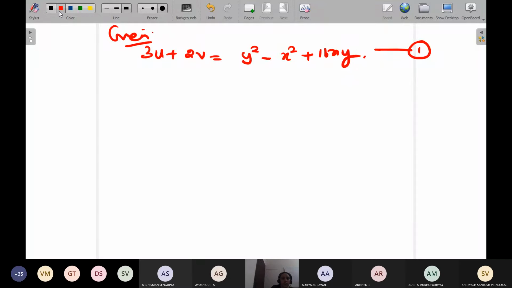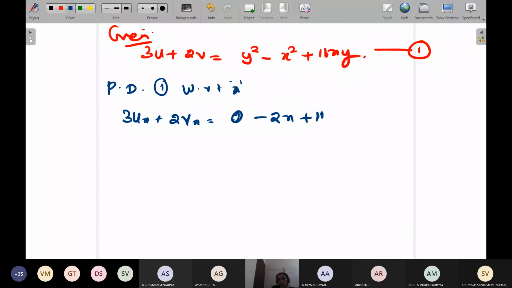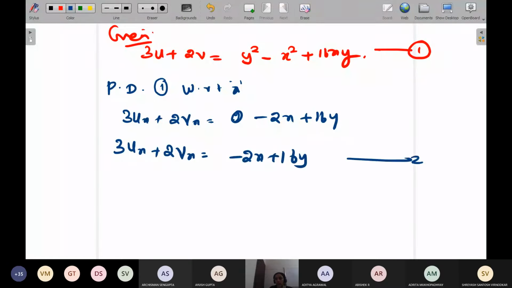Now what we will do is we will partially differentiate 1 with respect to x. When you partially differentiate with respect to x, we'll get 3ux plus 2vx equals 0 minus 2x plus 16y. So 3ux plus 2vx equals minus 2x plus 16y. Take this as equation number 2.